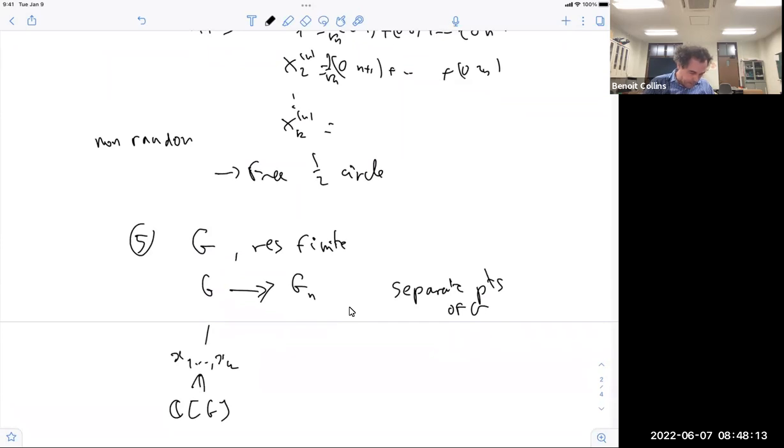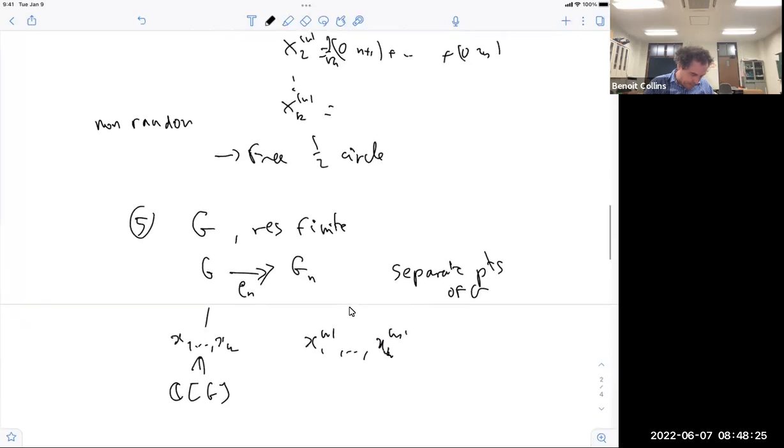Then if I look at the image under this group morphism, I could call them x_1^n as usual, up to x_k^n, and what I have is that this now belongs to C of the image, and I have again the convergence in non-commutative distribution of these elements towards those elements.